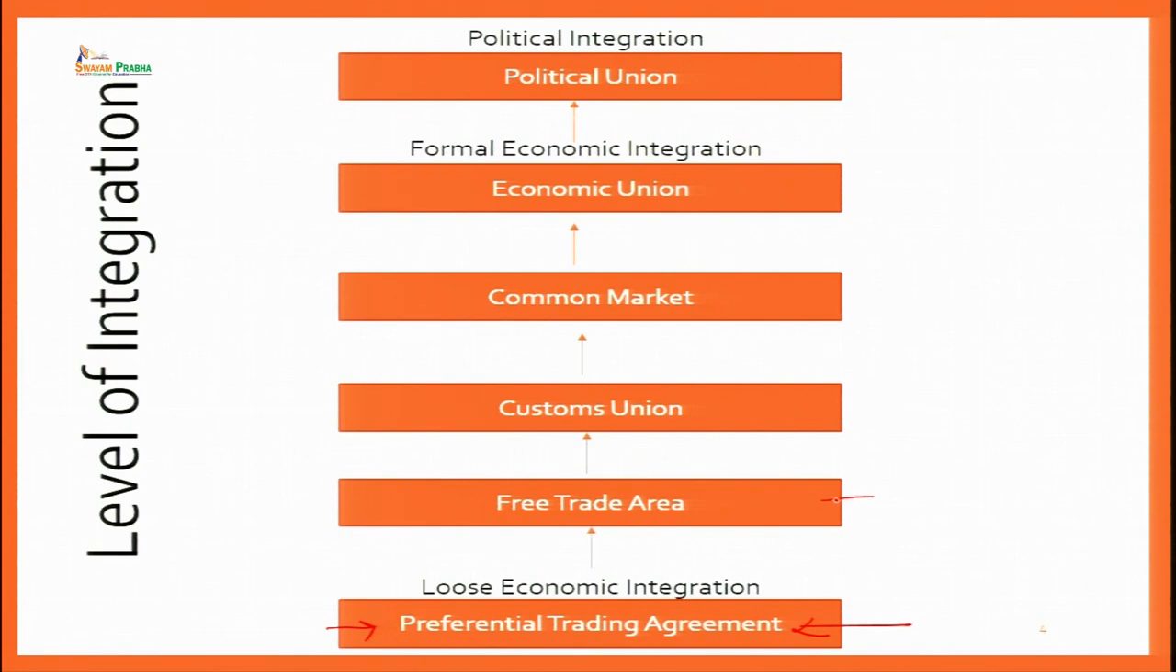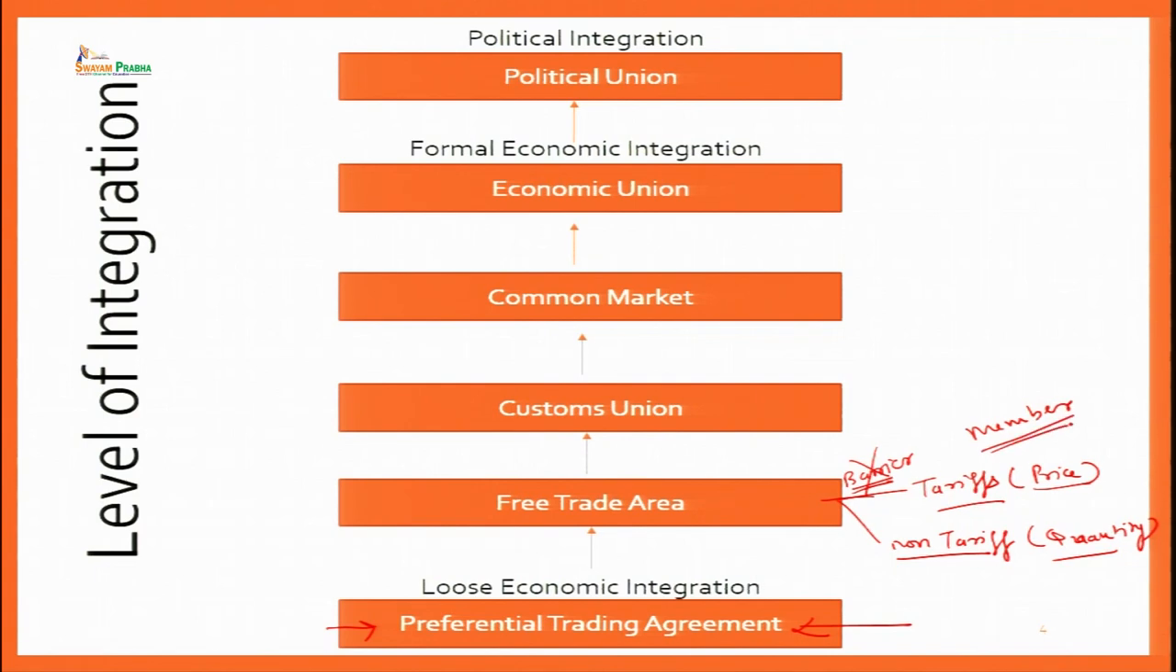Free trade areas are basically where you are removing the barriers, in terms of tariffs and non-tariffs. A tariff is imposed on price, whereas a non-tariff barrier is imposed on quantity. So they are going to reduce the barriers, but for whom? Only for the member countries.